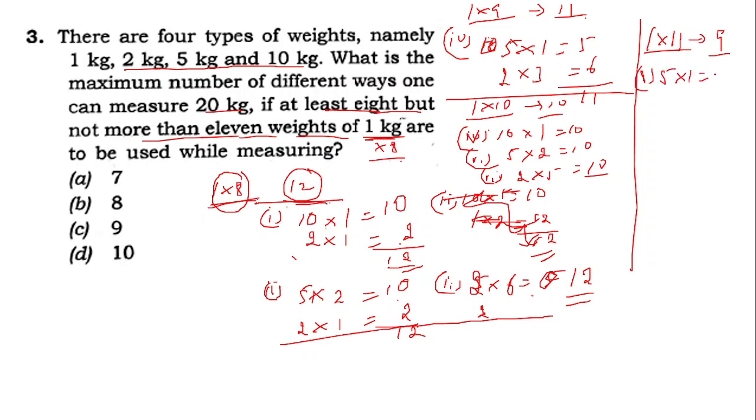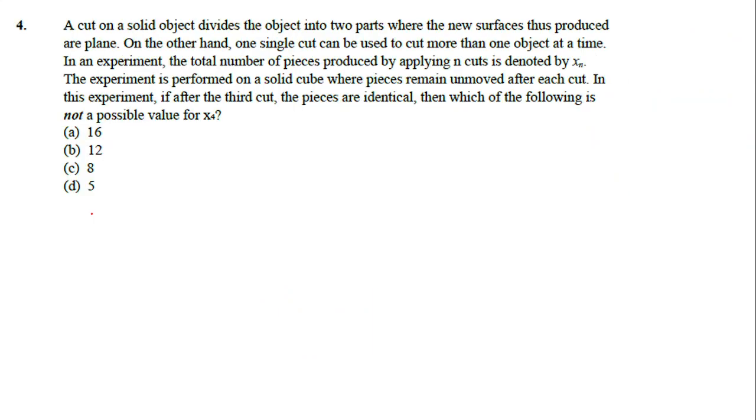5 kg into 1 will give me 5. 2 kg into 2 will give me 4. Yes, this is another possibility. So we got total 8 possibilities. We can't do anything else apart from this. So option B, 8 is the correct answer. Let's go to next question.